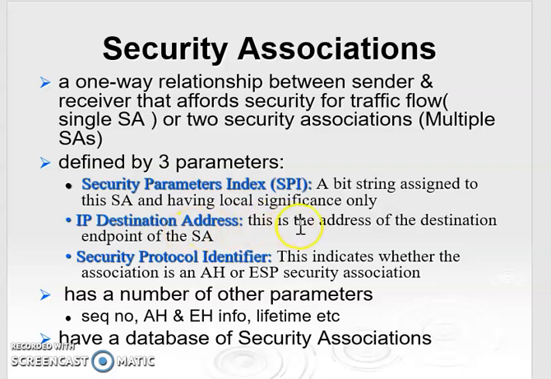Then we have the IP destination address, which is the address of the destination endpoint of the security association. It may be any end user system, or any firewall or router. Then the security protocol identifier, which is filled from the outer IP header, tells whether the association is an AH or an ESP SA. Now there are other parameters that we need to understand, that is the sequence number, authentication header, the lifetime, etc. So we'll see the other fields also.